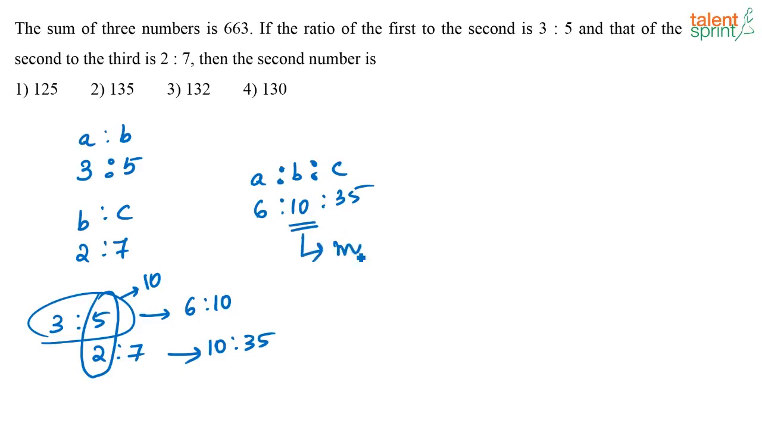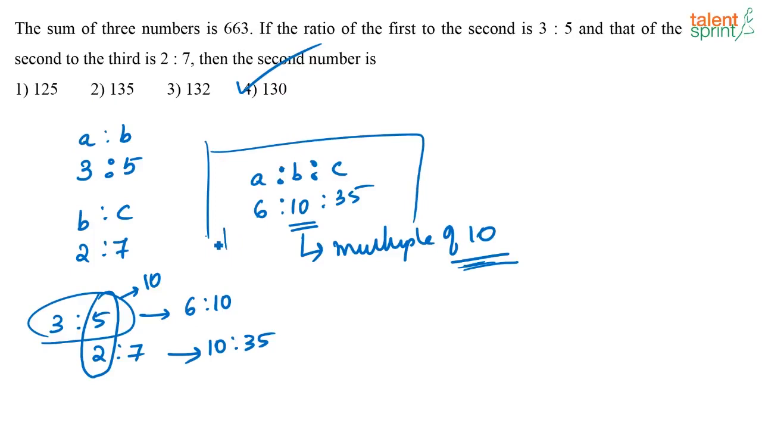6:10:35. What can I say about the second number? The second number has to be a multiple of 10, right? 6:10:35 is the ratio between A is to B is to C, so the second number has to be a multiple of 10, or it should be divisible by 10. If you look at the options, there is only one number which is divisible by 10, which is option 4. So that is your correct answer. You need not solve it completely. You can just combine these two ratios. I have written so many steps here, but in the examination this is the only step that you will be writing. The second number is divisible by 10, so the correct answer is option 4. There is only one option which satisfies that.